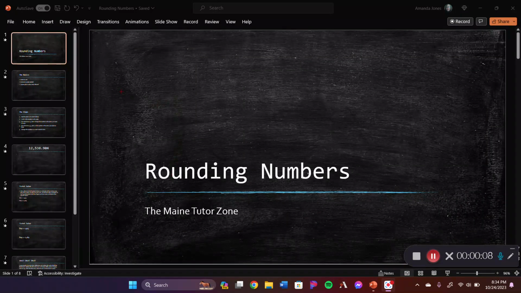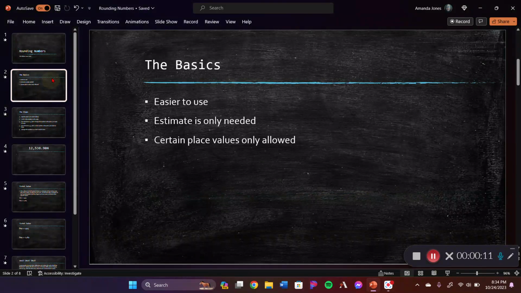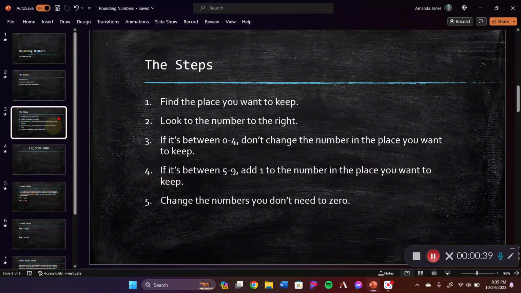Today we're going to be talking about rounding numbers. So first off, why is rounding numbers even useful or important? First off, rounding numbers is just easier to use, and we're going to see examples of that later on. And sometimes only an estimate is needed. And sometimes certain place values are only allowed. And we're going to see examples of all three of these in our examples.